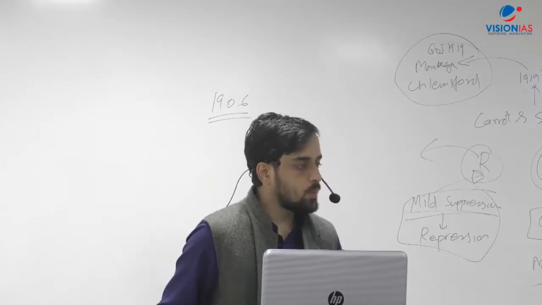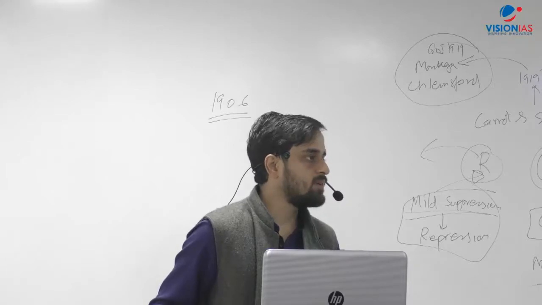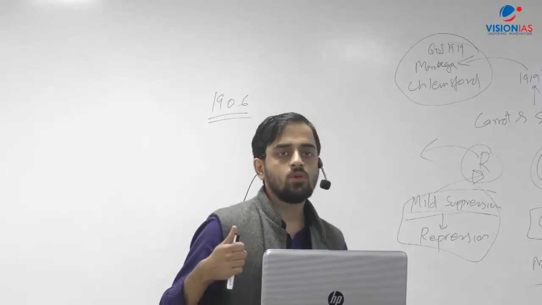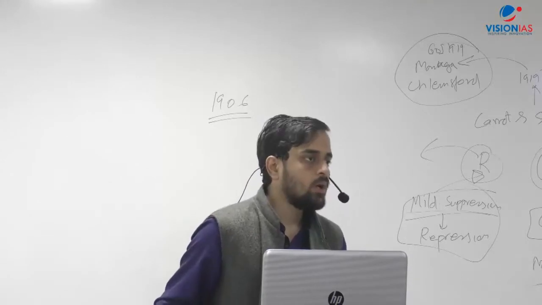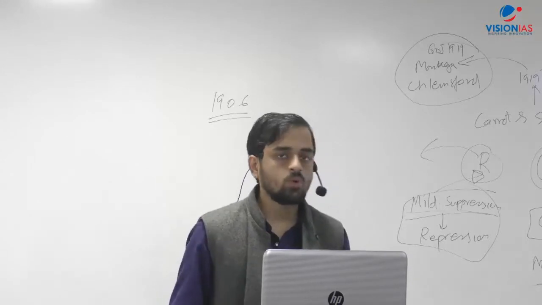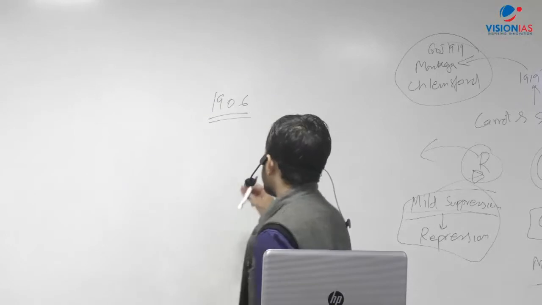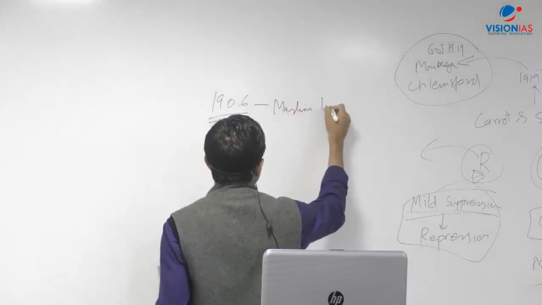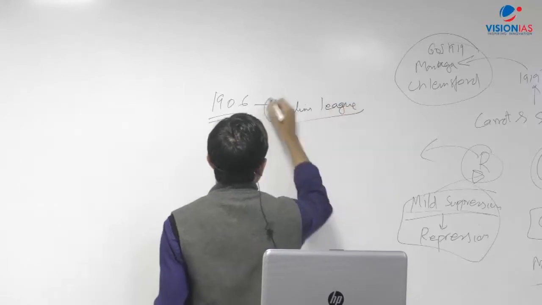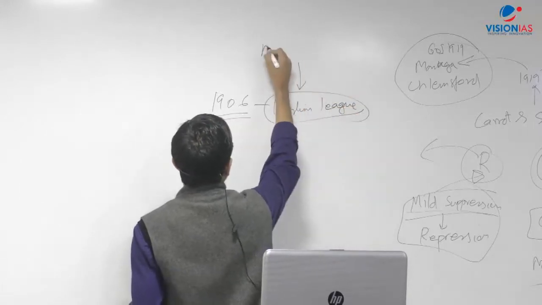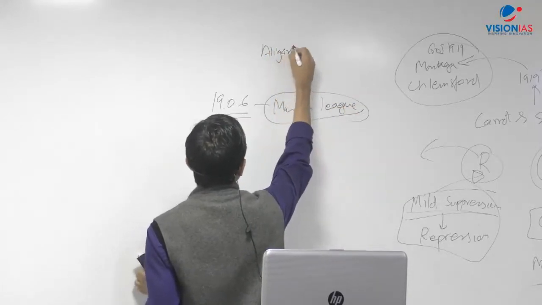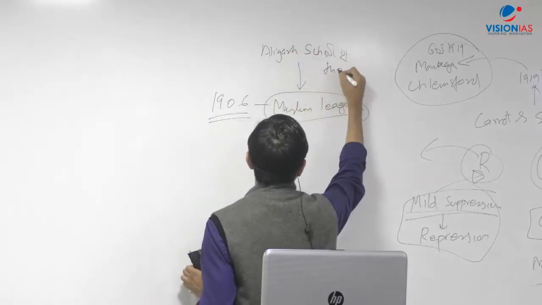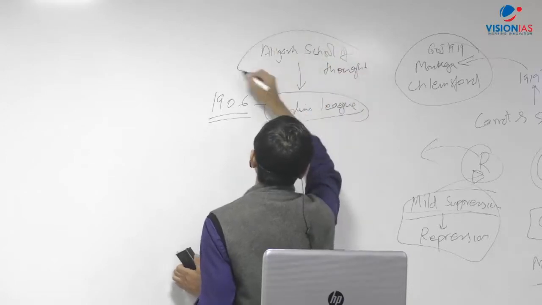Now, one of the reasons why they thought of offering their loyalty to the British rather than joining the anti-imperialist struggle was primarily what was known as the Aligarh school of thought. The Muslim League was inspired in many ways by the Aligarh school of thought. Now, what is this Aligarh school of thought?